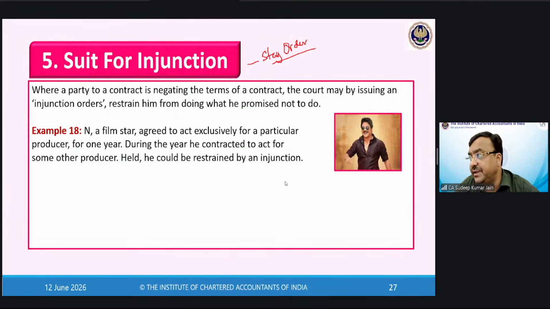See example number 18. A film star agreed to act exclusively for a particular producer for 1 year. During the year, he contracted to act for some other producer; held, he could be restrained by injunction. Means, a film star contracted to work exclusively for a particular producer for 1 year. But during the 1 year, he has contracted for another producer. The stay order can be taken by the first producer. One more example.